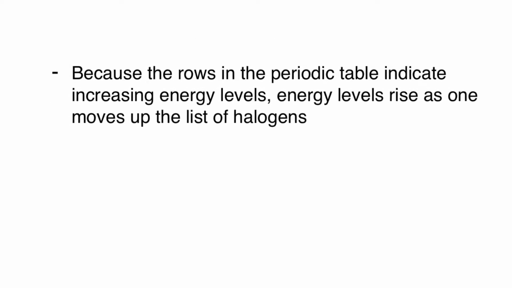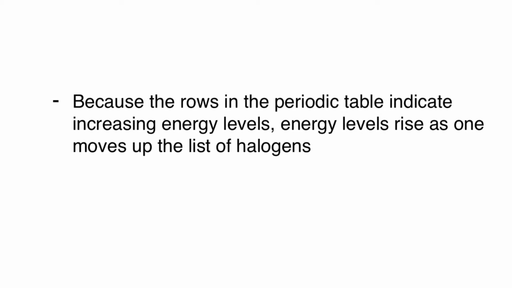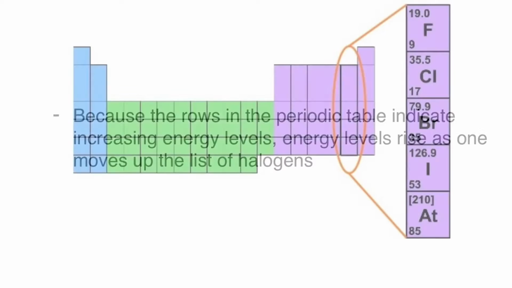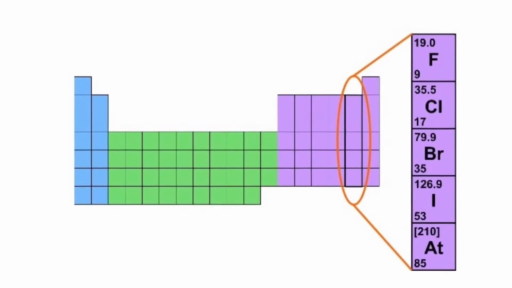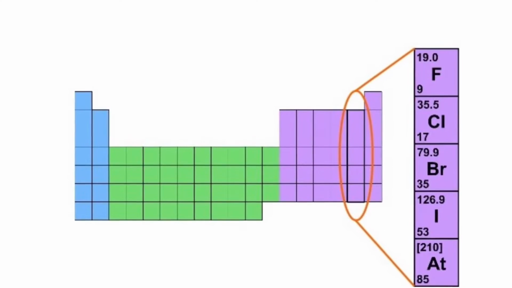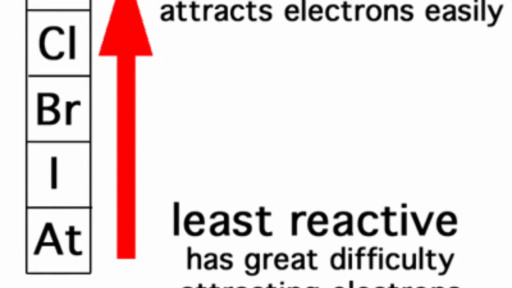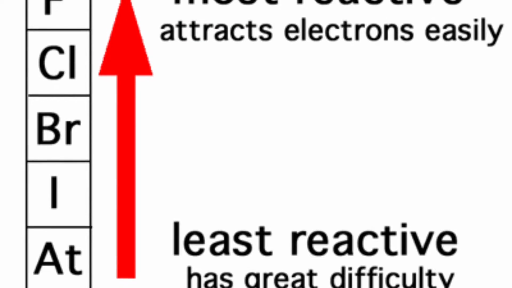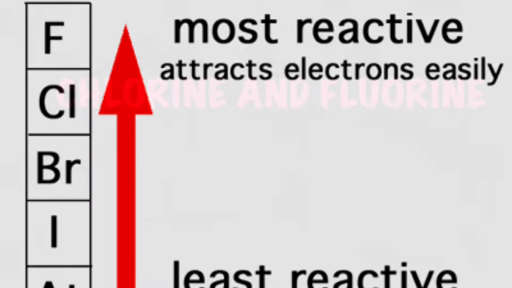Because the rows in the periodic table indicate increasing energy levels, they rise as one moves down the list of halogens. As you go down group 7, the atoms become larger and the highest occupied energy level becomes further from the nucleus. It becomes harder to attract and gain an electron the larger the atom becomes. The more difficult it is to gain these outer electrons, the less reactive a halogen is.